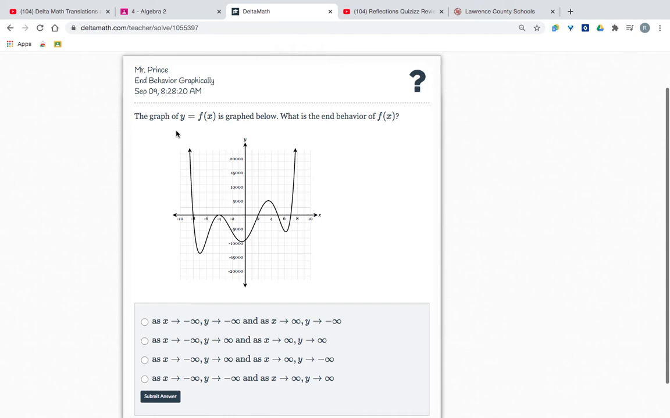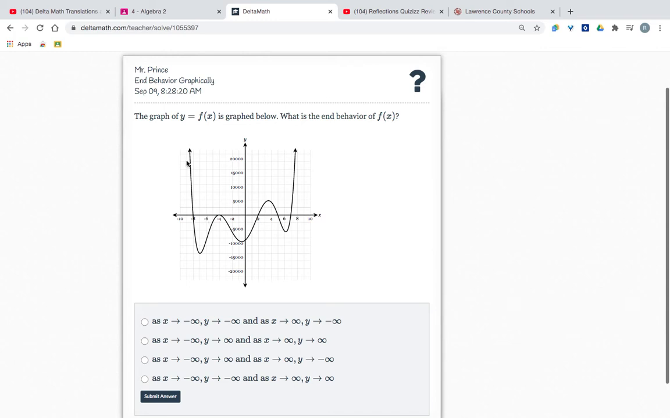I wanted to go ahead and record the end behavior video separate from the domain and range. That way it's easier to access, because it's going to be new for most of you. People get bent out of shape about end behavior, but the only thing you're trying to determine is: if the graph goes left, does it go up or down? And when the graph goes to the right, does it go up or down?